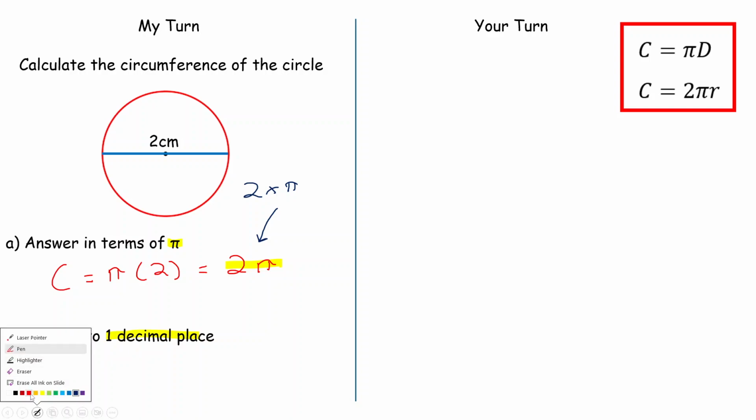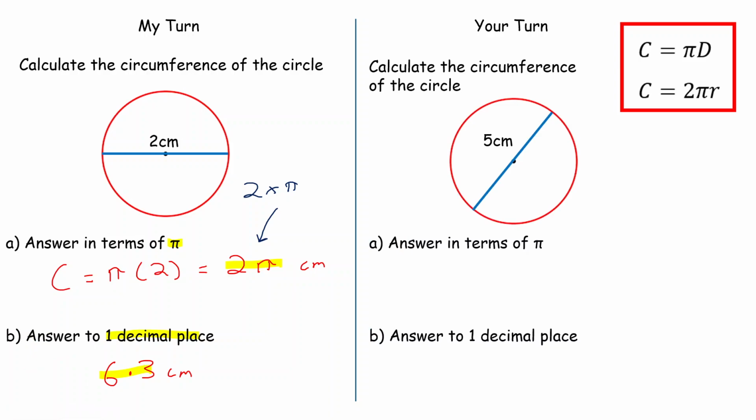6.3 centimeters is going to be your answer for this one. And really I should be saying it's 2 pi centimeters, because it's a length and centimeters, and that is your answer. Okay, so you can now go and try the one on the right. You can try the your turn. You can pause the video and give that one a go.